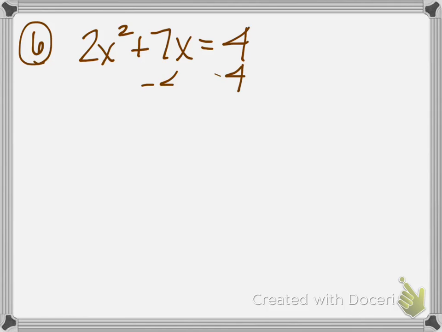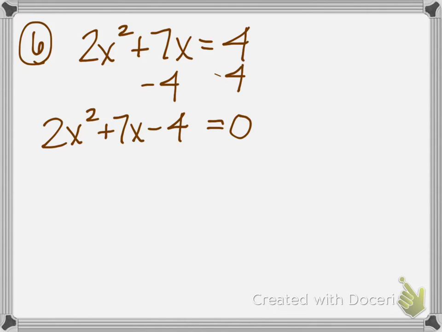Number 6, 2x squared plus 7x equals 4. Again, it has to equal 0, so let's take this 4 and move it over by subtracting it. So now 4 minus 4 is 0. So I have 2x squared plus 7x minus 4. This one can also be factored using Xbox factoring, or we can use the quadratic formula. Since I haven't done too much quadratic formula, let's just do another one of those.